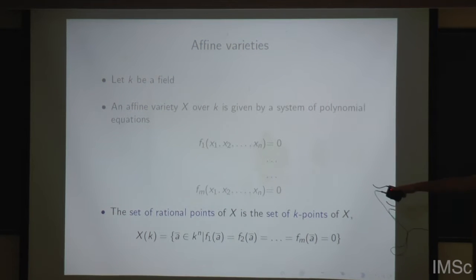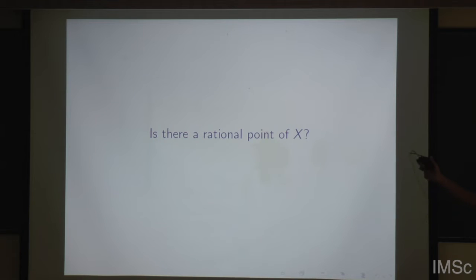And what do I mean by rational points in the title? I mean the set of K-points. So I'm talking about the solutions over the base field. So this is rational points in the title. Now the question becomes: you're given an affine variety X, is there a rational point of X?